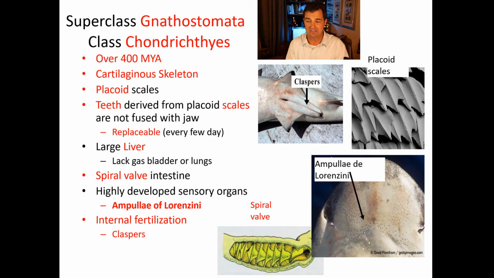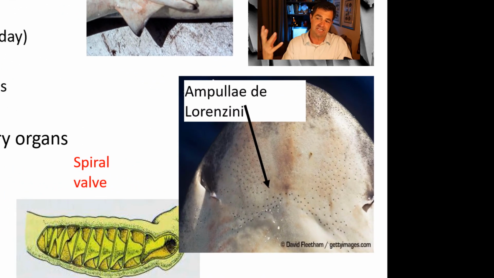And they have a highly developed sensory organ called the ampullae of Lorenzini, a structure on the face of the shark that is used for detecting electrical signals. It's one of the ways they can detect animals that maybe are buried in the sand, because they can detect the electrical activity of neurons and things of that sort that are moving in the animal.